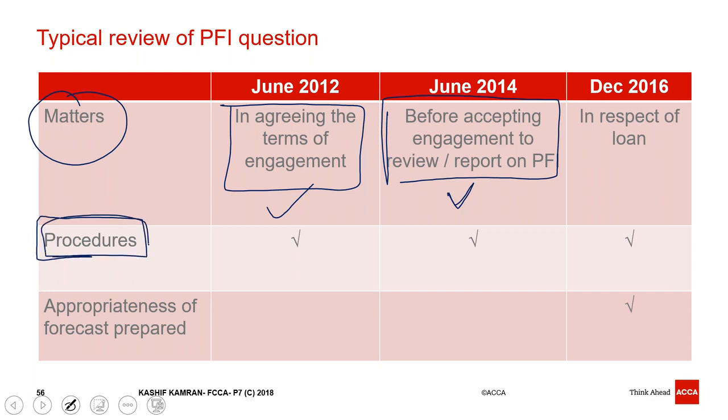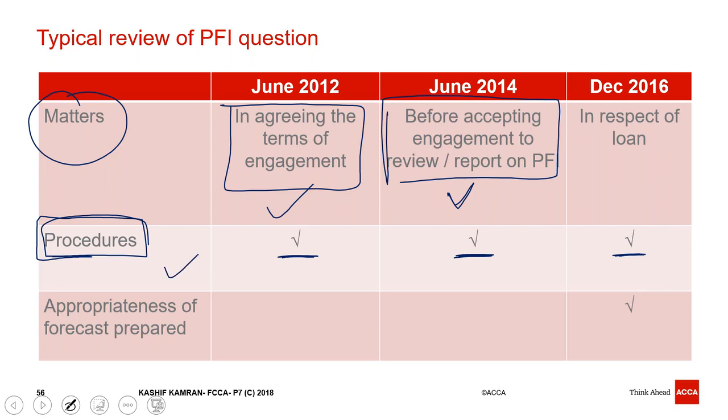Procedures have come in June 12. Procedures have come in June 14. Procedures have come in December 16. So you know how to write procedures. I have already differentiated between matters. Fahad Shabir, I think you missed that out. I made that on the slide. So you know procedures, right?